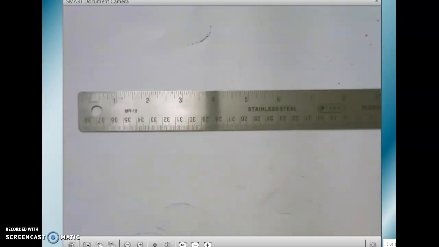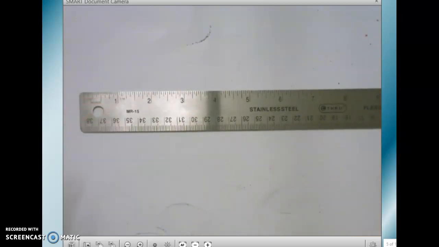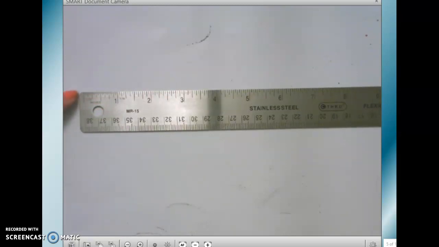So I have a ruler here that I use at home for a lot of my crafts. And I want you to understand what this looks like. Now mine's made of metal, but most of our rulers at school have two different types of measurements. And this is where fourth grade students usually get confused.